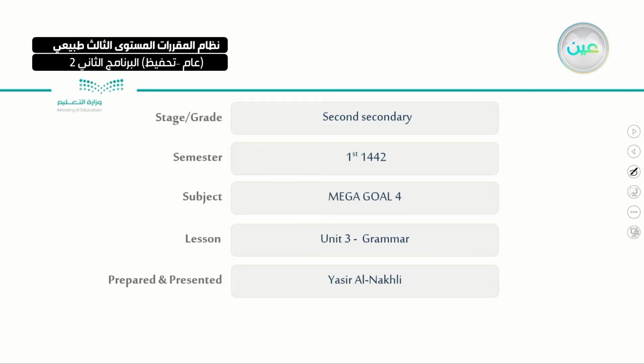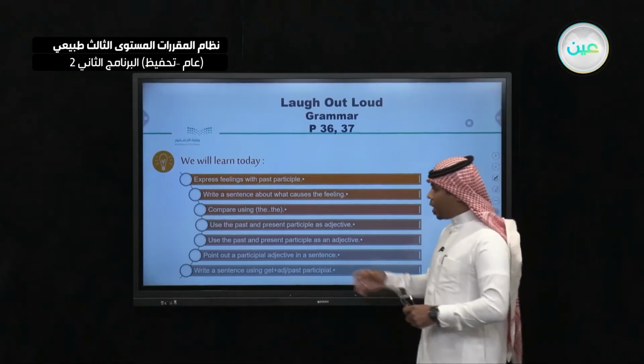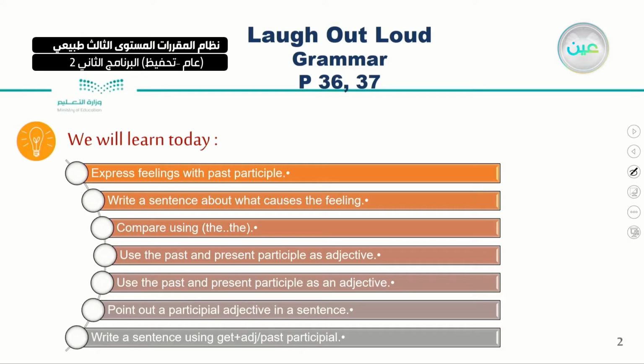will talk about grammar. Let's see together the objectives of today's lesson, which is going to be about expressing feelings with past participle. Also, write a sentence about what causes the feeling. Compare using the adjectives. And you are going to see what I'm talking about later, inshallah.